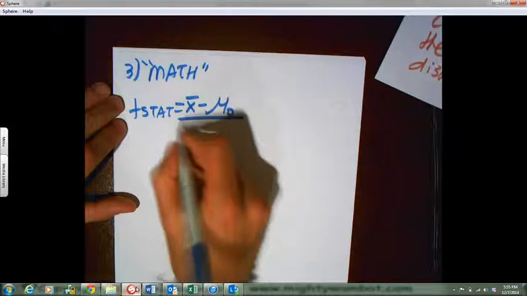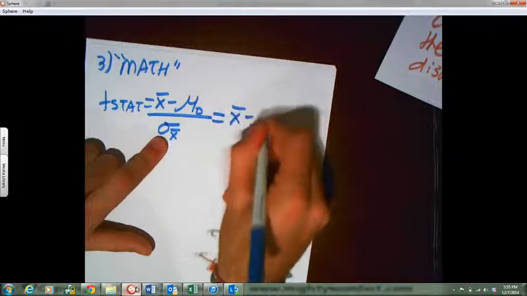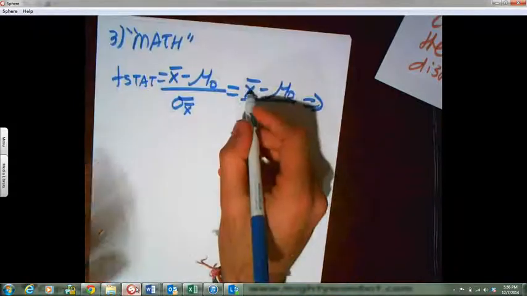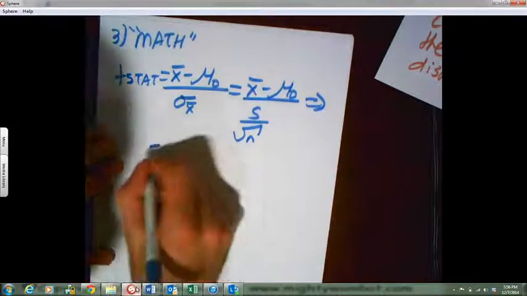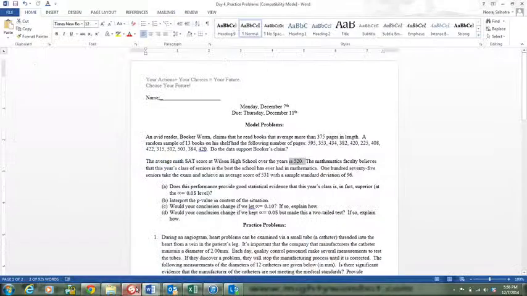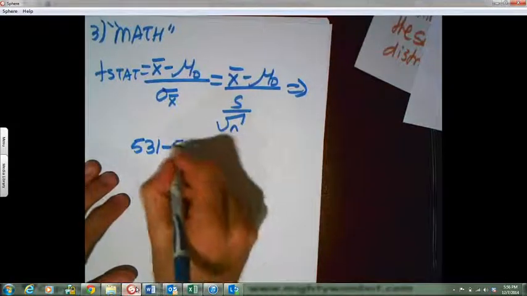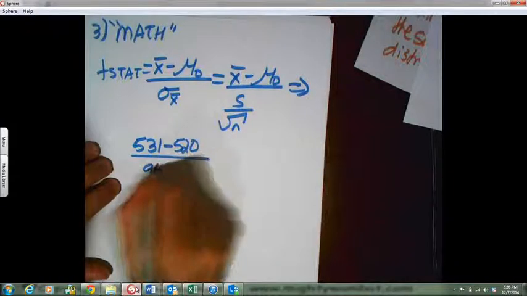So remember, the t-stat is equal to x bar minus this over standard deviation of x bar, which is really x bar minus mu naught over s over square root of n. Remember, this is given to you on the formula sheet. Let's plug in what we know. X bar, the mean for this class, is 531, minus the null hypothesis we had was 520. The standard deviation s is 96 over square root of 175.